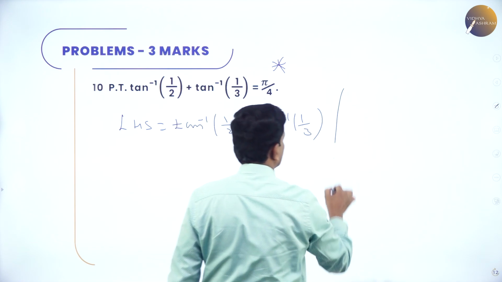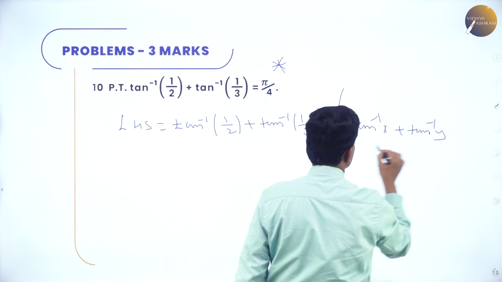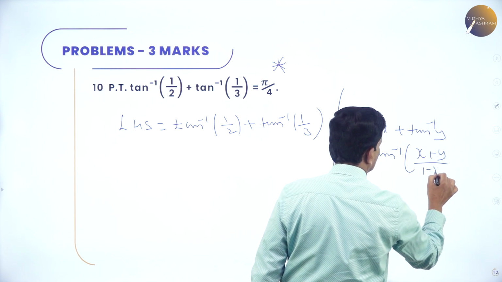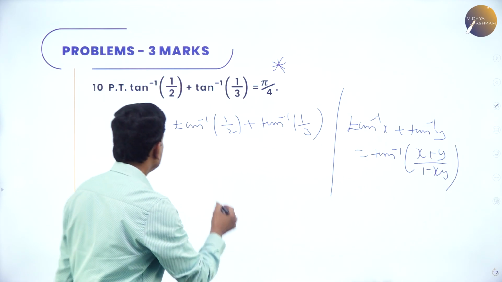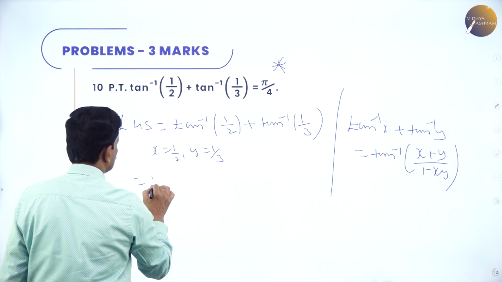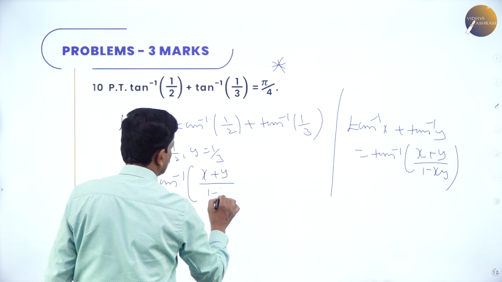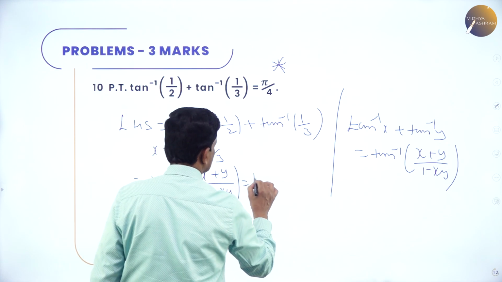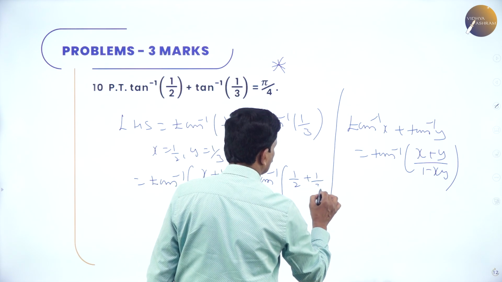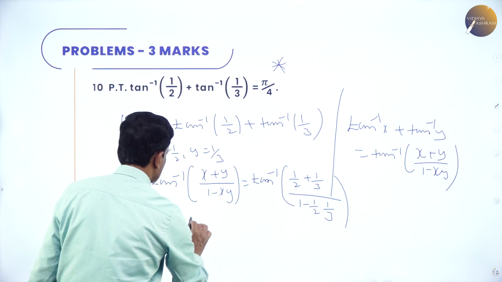Now this is of the form tan inverse x plus tan inverse y. What is the formula? Tan inverse of x plus y divided by 1 minus xy. What is x here? x is equal to 1 by 2 and y is equal to 1 by 3. So tan inverse x plus tan inverse y is tan inverse of x plus y divided by 1 minus xy. This is equal to tan inverse of 1 by 2 plus 1 by 3, divided by 1 minus 1 by 2 into 1 by 3.